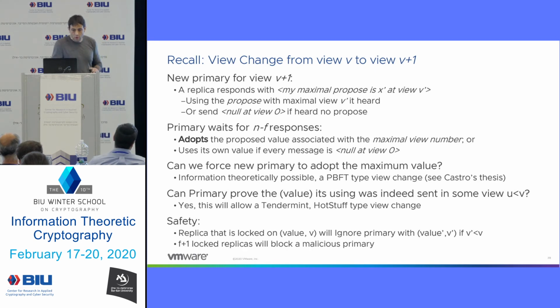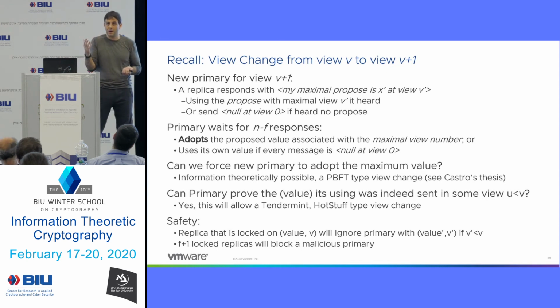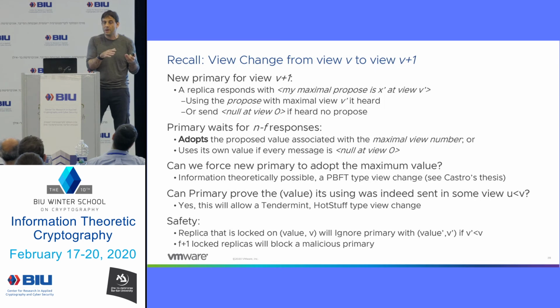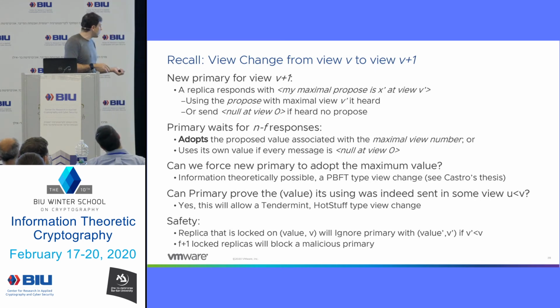Good. So the high-level idea for safety will be that once there is a commitment, there's going to be f+1 honest replicas that are locked on the highest view number. And so if a primary tries to come in with a different lower view number, so it doesn't choose the maximum, then these f+1 replicas will block it.